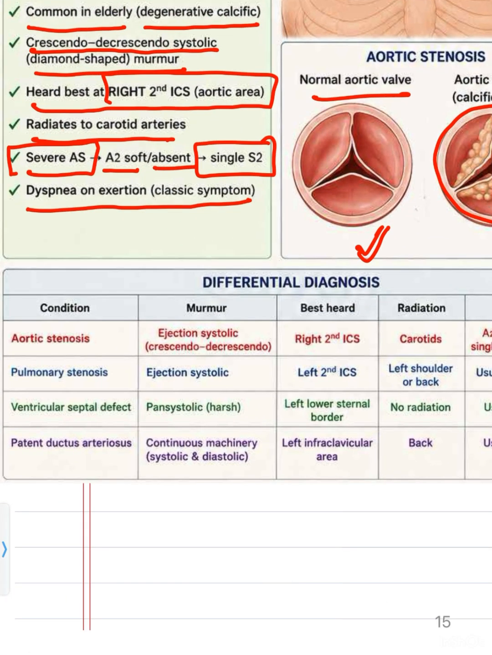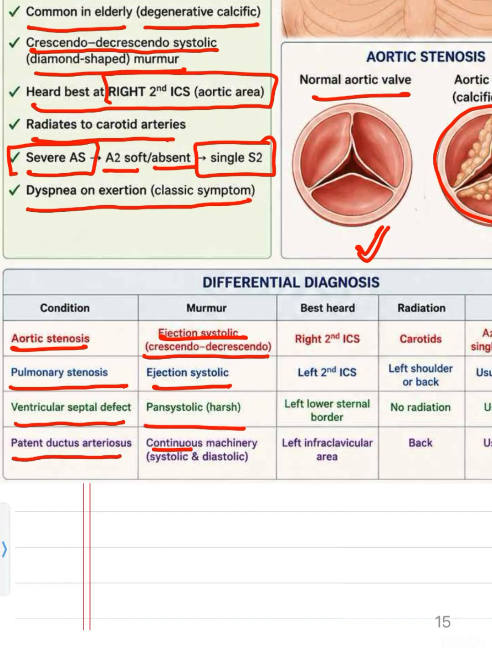Now the differential diagnosis. In aortic stenosis we have seen an ejection systolic murmur, or crescendo-decrescendo murmur. In pulmonic stenosis, there will be an ejection systolic murmur. In VSD, there will be a pansystolic or harsh murmur. In PDA, there is a continuous machinery murmur, both systolic and diastolic, because whether systolic or diastolic, the pressure will always be higher in the aorta than in the pulmonary vasculature. So blood will always flow from the systemic vasculature to the pulmonary vasculature.